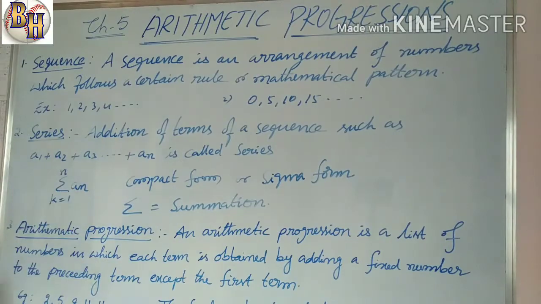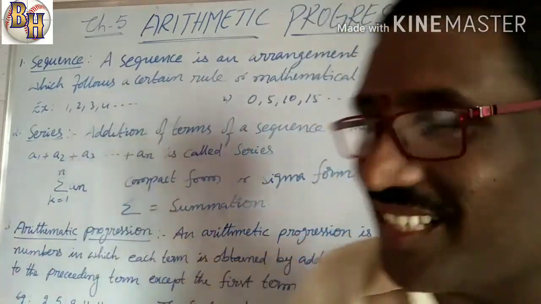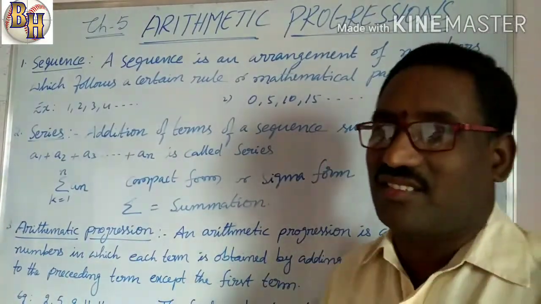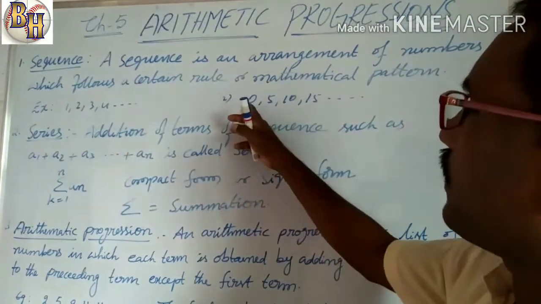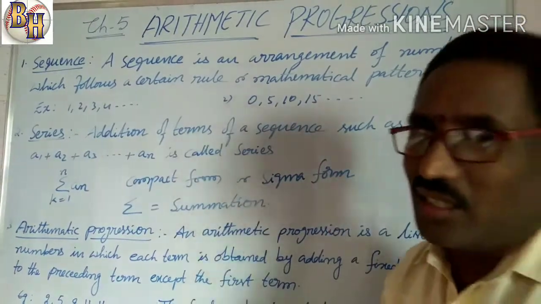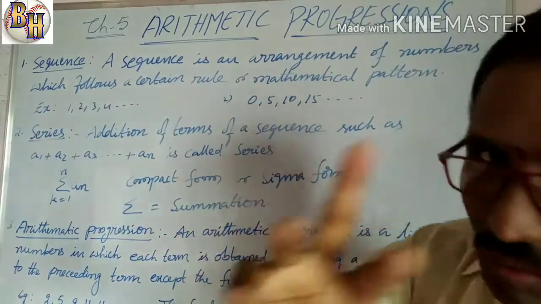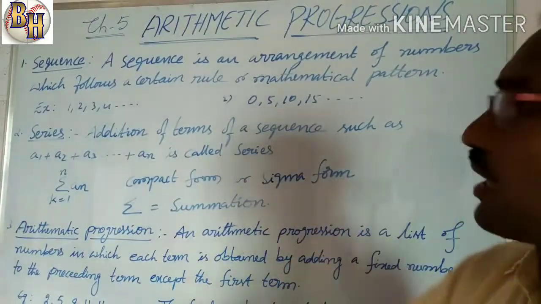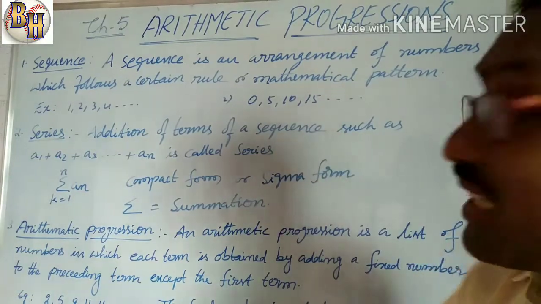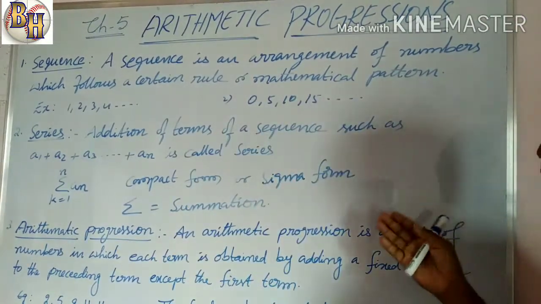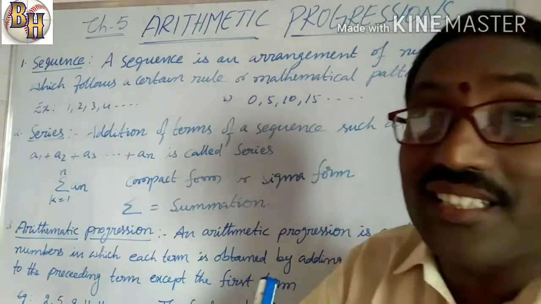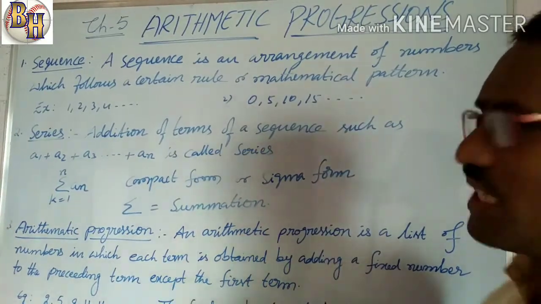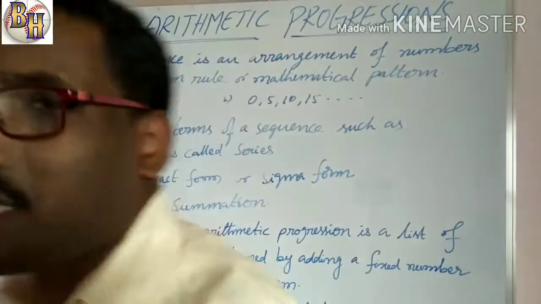Next, series. What is the meaning of a series? Series means the addition of the terms of a sequence. For example, 0, 5, 10, 15 are there. These are the terms. 0 is the first term, 5 is the second term, 10 is the third term, 15 is the fourth term. Those are the terms. But series means the sum of the terms of the sequence. That is called a series.